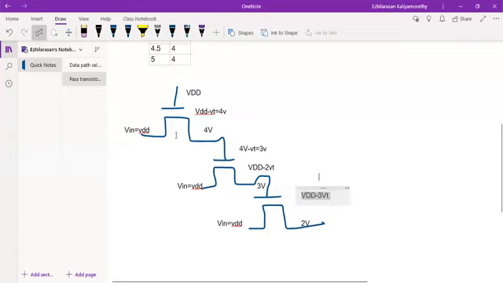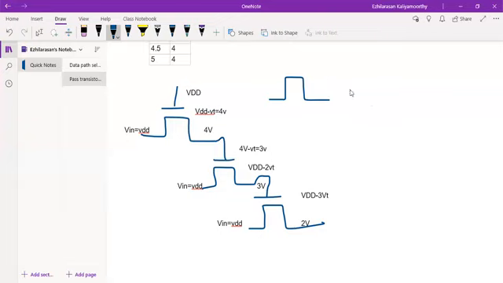That is why there is a rule that one pass transistor should not drive another pass transistor, because the output will be degraded if I connect like this. But instead of that, if I do like this, what will happen? When I connect the two pass transistors like this, what will happen?